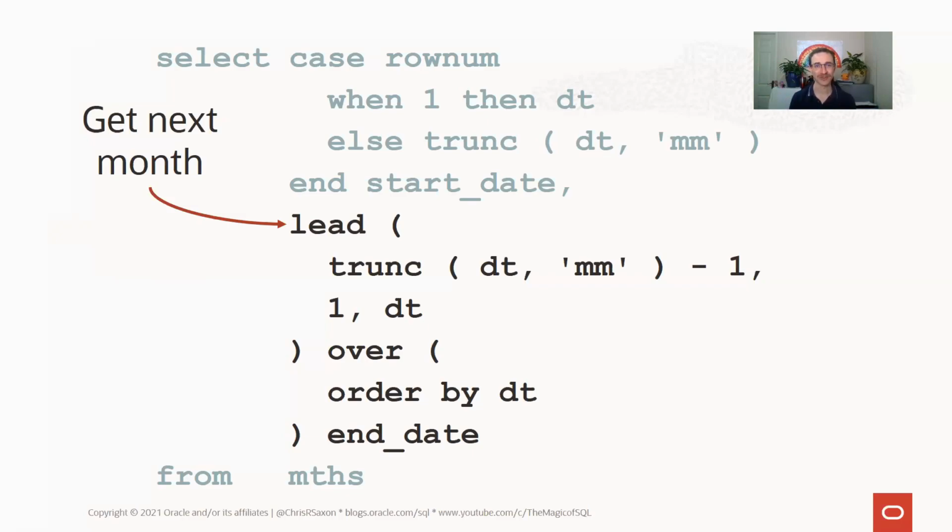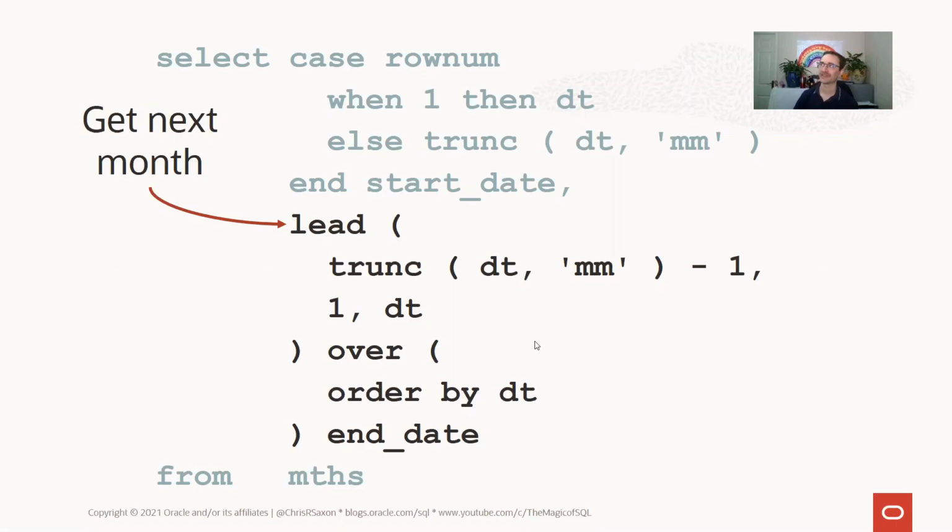But for display purposes, quite often you do actually want one row to be the last day of the current month and the next row to be the first day of the next month. But what we're doing is using lead to look forward in the data set, find the first day of the next month, and take 1 off that to get the end of the current month.